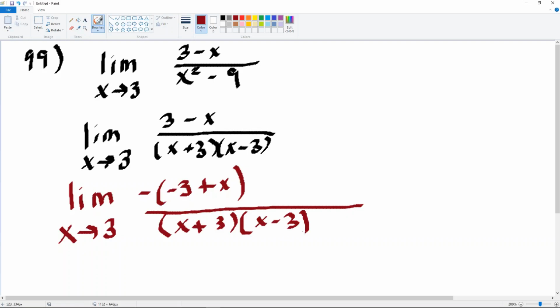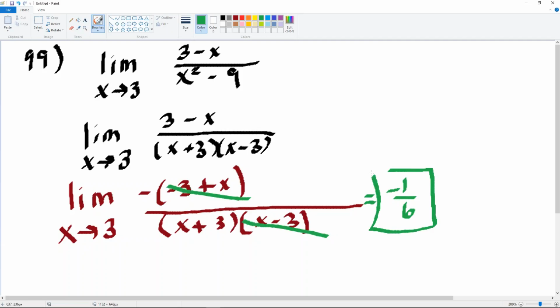So now it looks like something we know that can cancel out, because here the 3 is negative, here the 3 is negative, here the x is positive, here the x is positive. So those two cancel out. What are you left with on the top? Negative 1. And direct substitute at the bottom, you get 6. So negative 1 over 6. Oh, I factored very wrong.